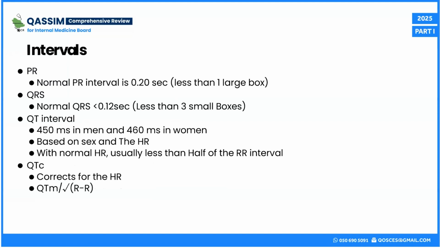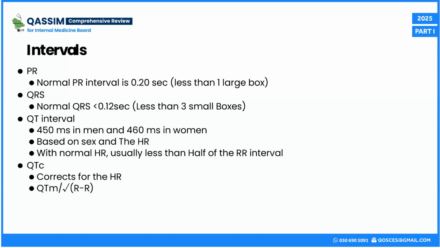For that, the normal intervals in an ECG: a PR interval is usually 0.2 seconds, usually less than one large box. A QRS is usually 0.1 or less than three small boxes. A QT interval is 450 in men and 460 in women. It is corrected to heart rate, which is the measured QT divided by the square root of the RR interval. The machine tends to do the corrected QT for you, so keep that in the back of your mind.